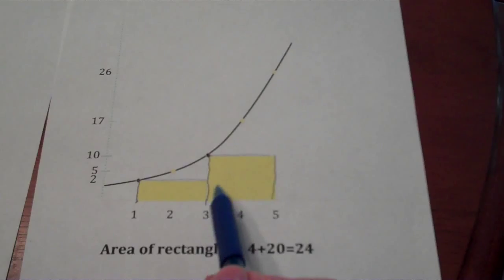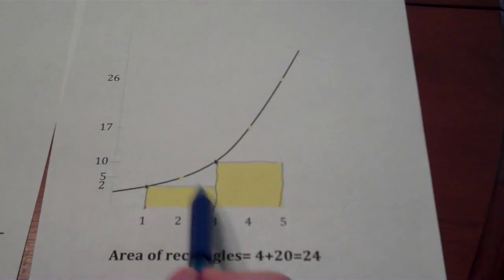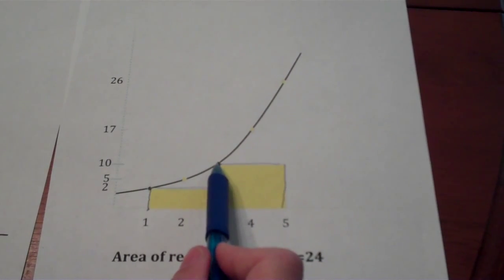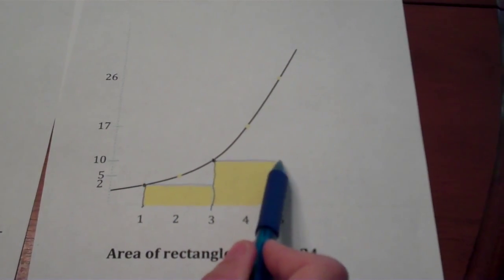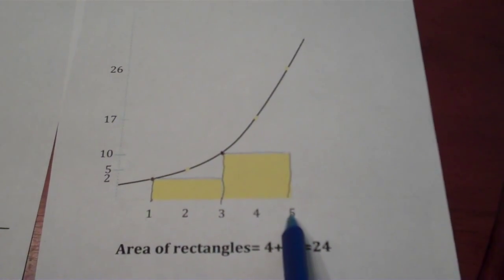The area of the second rectangle, the value at 3, was 10. So this rectangle is 10 high, and again, too wide again, because my change in x is consistently always going to have to be the same, in this case 2.